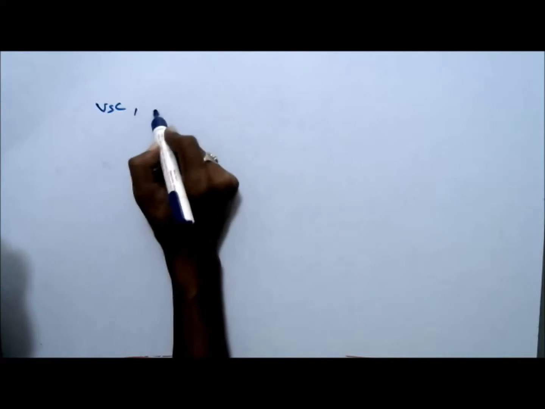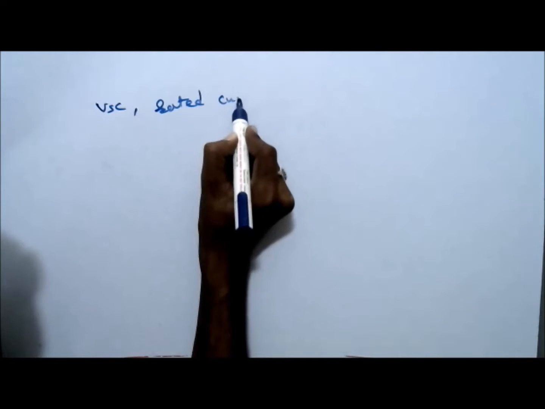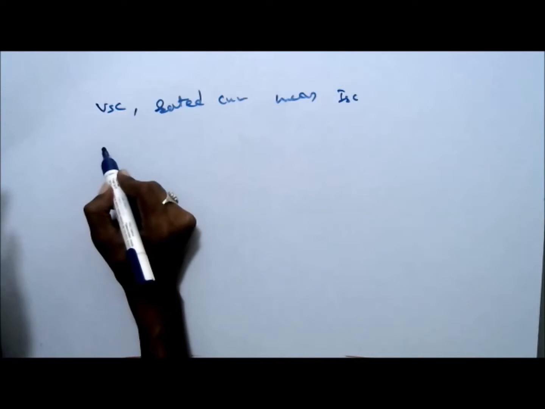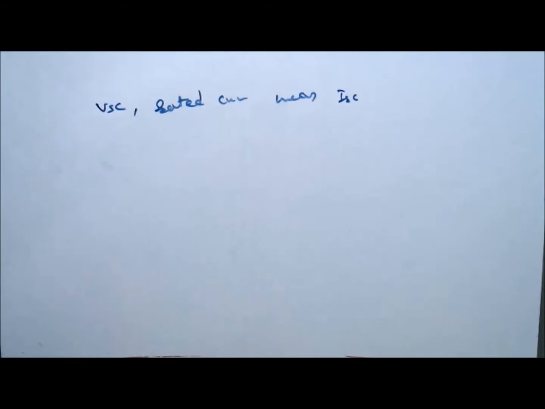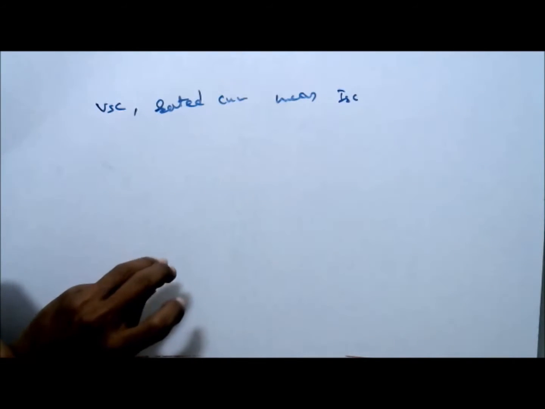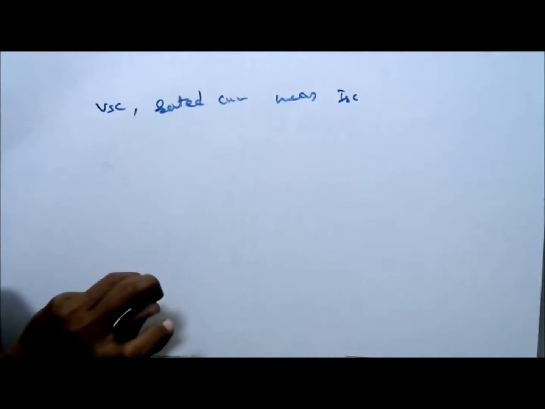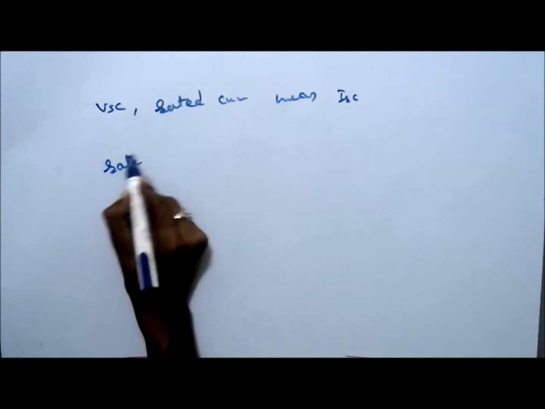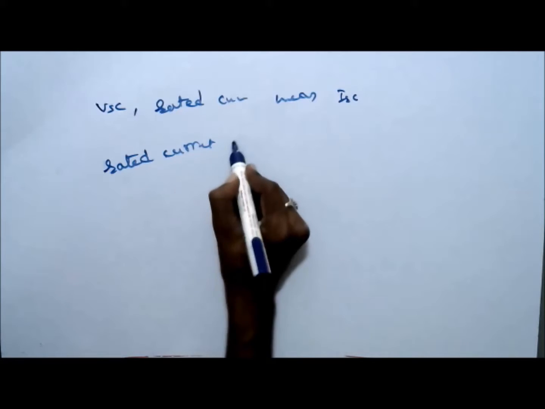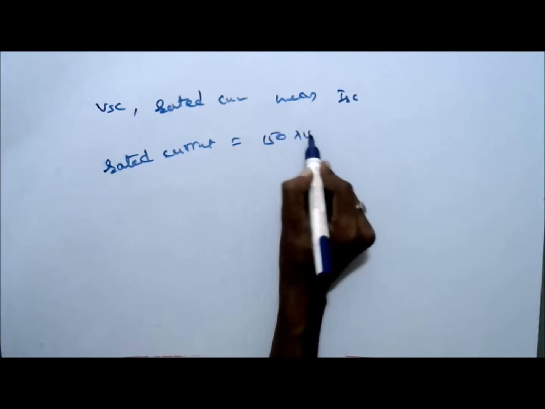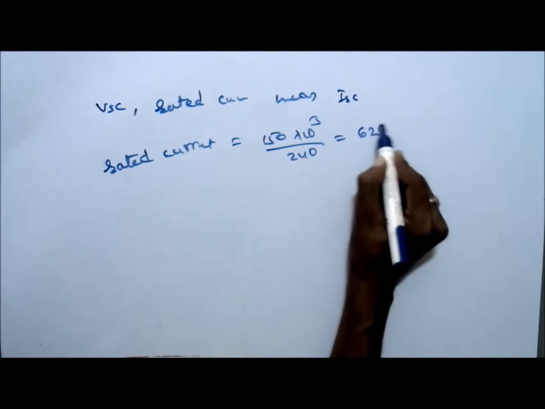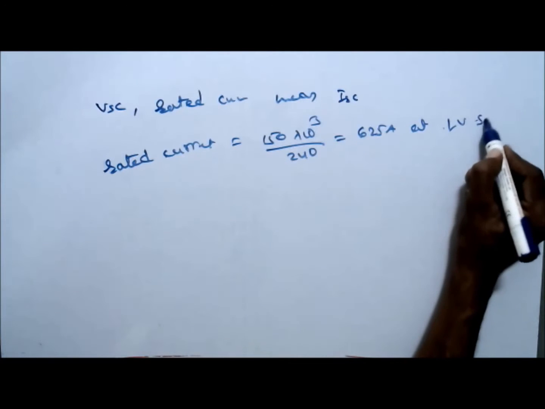He has given the rated current, which means ISC. So we know ZSC. He has given R1, R2, so then we will find ZSC. First find the rated current. Rated current is equal to 150 into 10 power of 3 divided by 240, that is equal to 625 amps at the LV side.